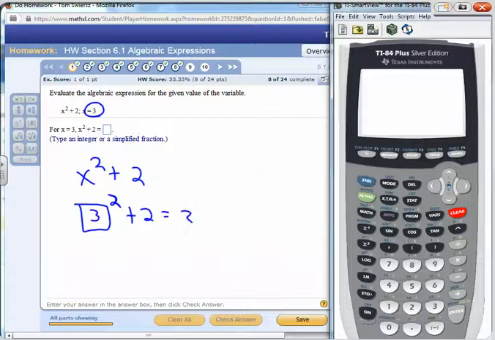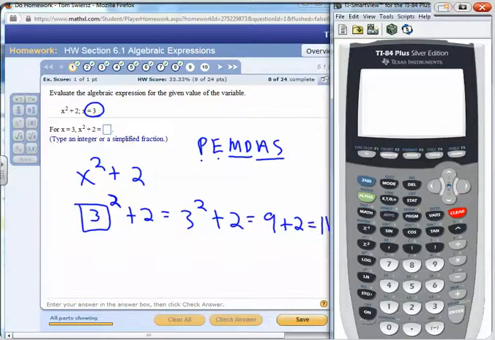So it would simply be 3 squared plus 2. Order of operations, please excuse my dear Aunt Sally: parentheses, exponents, then multiplications and divisions from left to right, additions and subtractions. So 3 squared, you do the exponent, 3 times 3 is 9, plus 2 is 11. So our correct answer is 11.